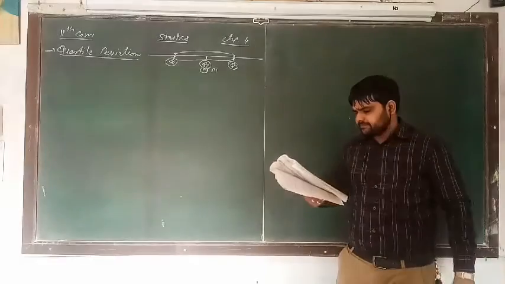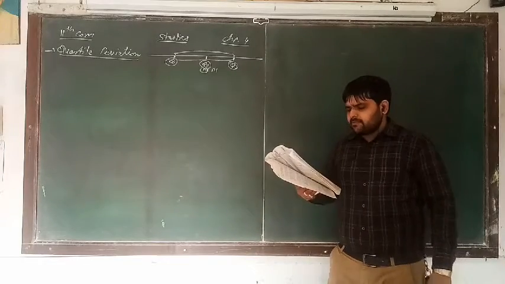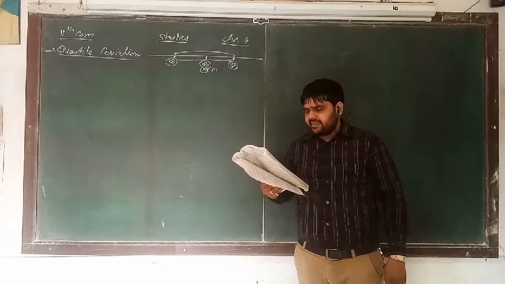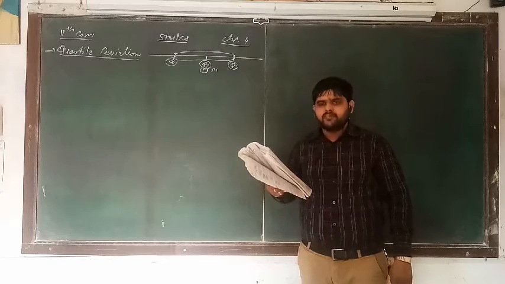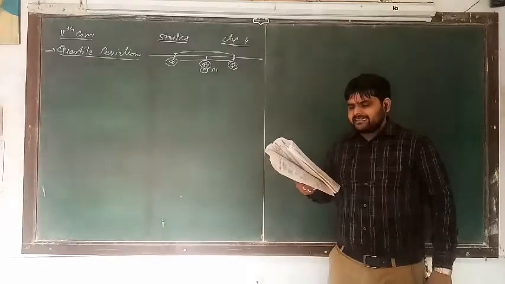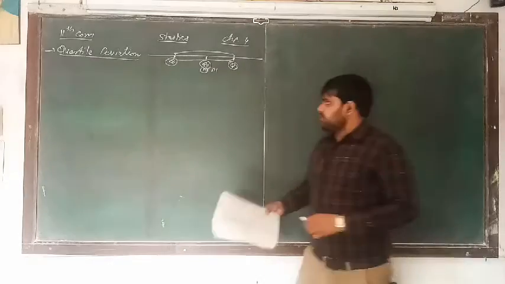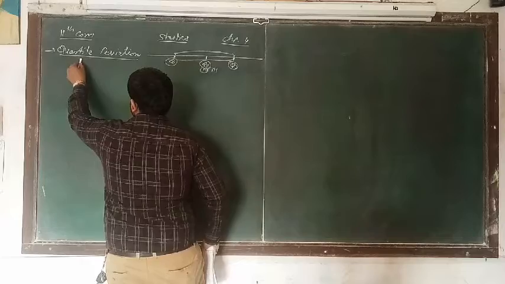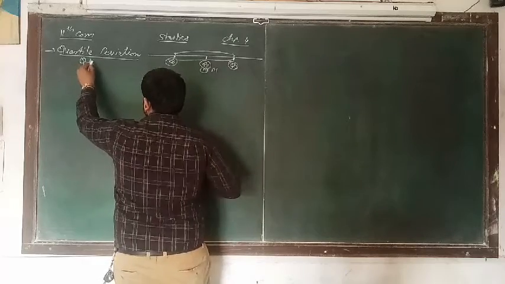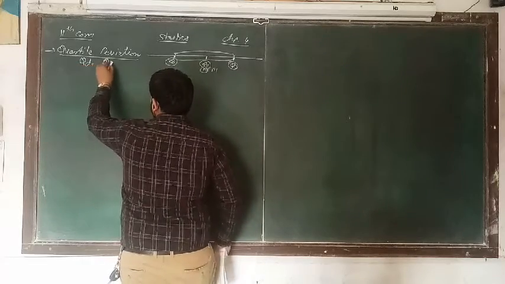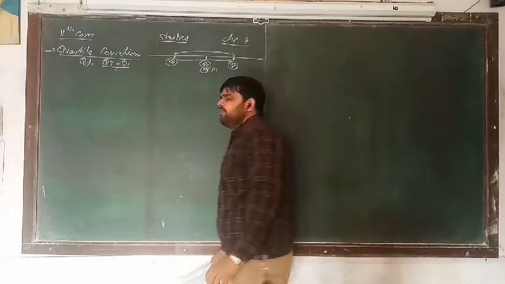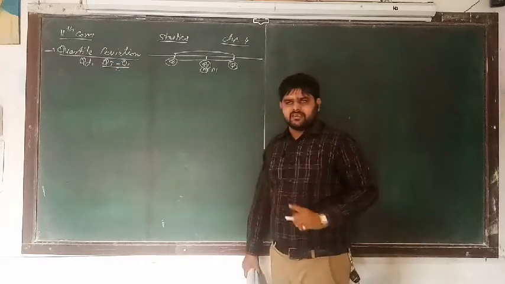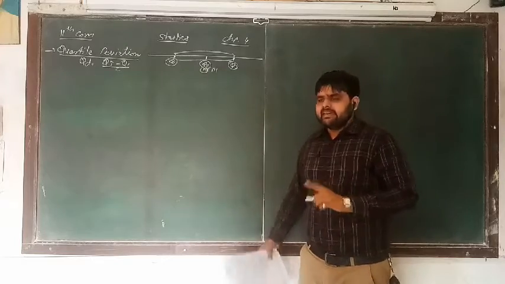The quartile deviation is obtained by dividing the difference between Q3 and Q1 by 2. Symbolically, it is denoted by QD. So QD is equal to Q3 minus Q1 divided by 2. This is your definition of quartile deviation.